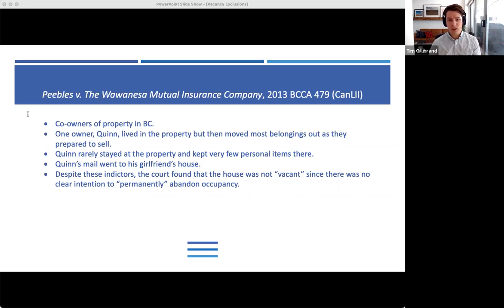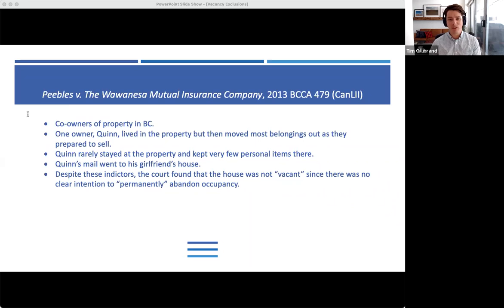And also, even though Quinn was kind of moving around and stayed with his girlfriend in the Northwest Territories, he didn't really have a clear established address other than the property. So again, it's a surprising decision since it appeared Quinn moved out. And I'm not sure if an Ontario court would decide it the same. But when you read the decision, it does start to make some sense.